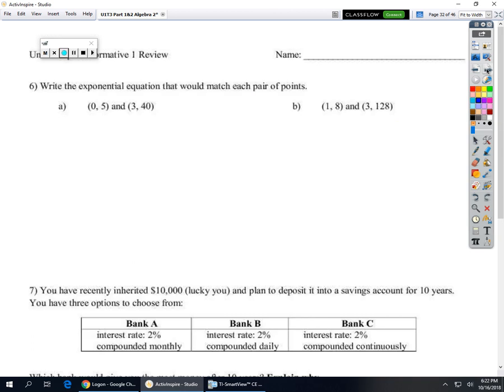Right, next. Okay, write the exponential equation that would match each pair of points. So the exponential equation that we want it to look like is y equals a times b to the x. Remember we learned that if you have a 0 as an x value, you're going to get b to the 0, which just cancels out. So I'm left with y equals a. So the y value of 5 really is the a value. A equals 5 because I have an x value of 0.